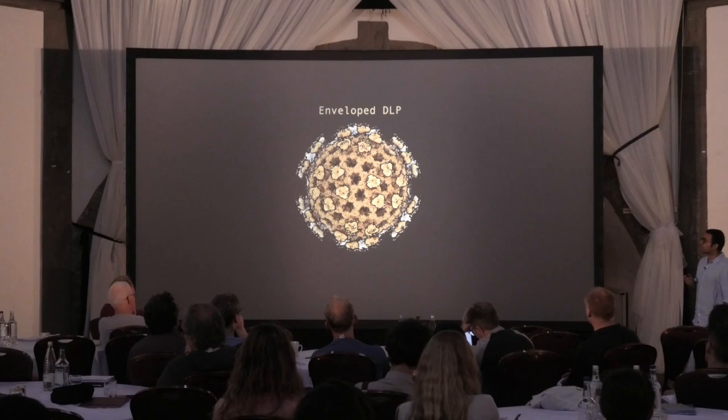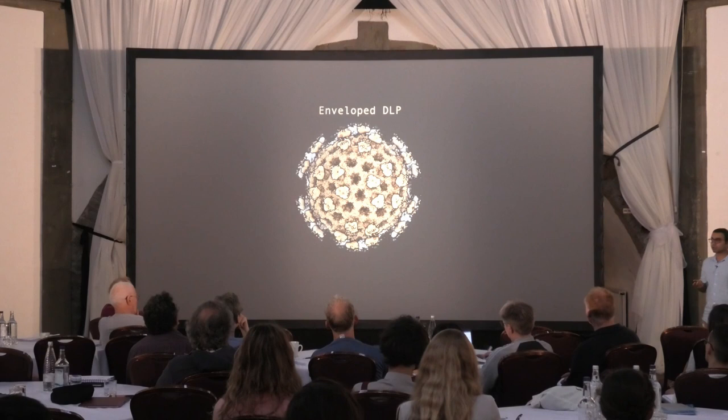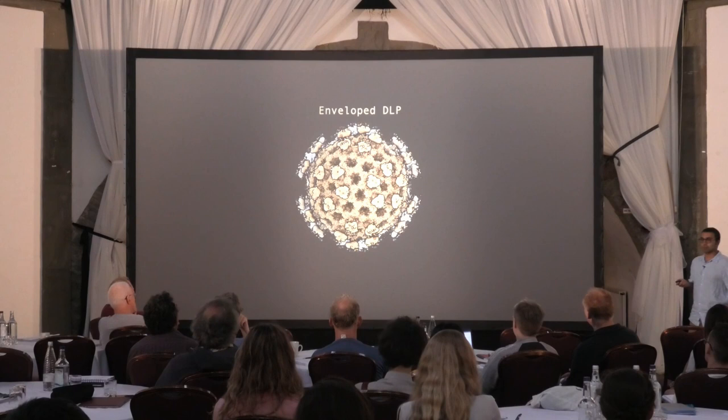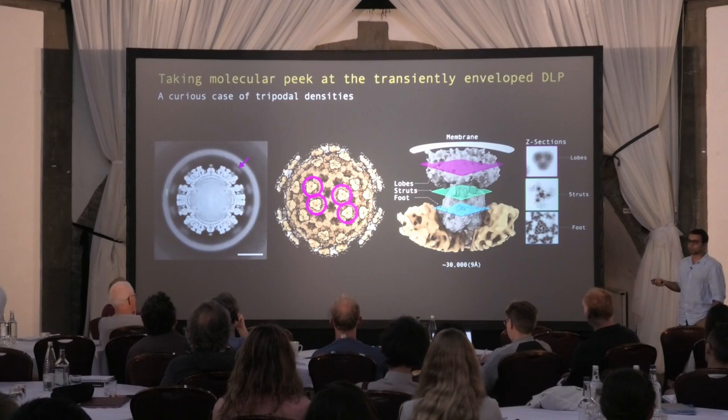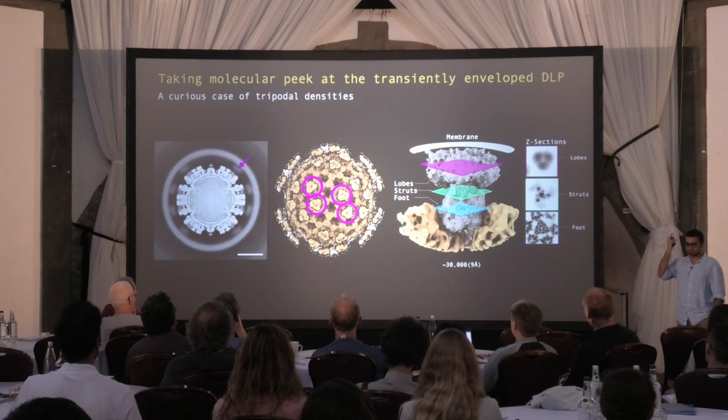So I'm going to switch over to the enveloped double layer particle. Like I said, it lacks structural characterization. There's a lot of biochemical evidence out there, and we can finally start to see this particle and describe what's happening over there. So, for the most part, it's almost disappointingly boring in the strongest features, in that it is almost exactly like the double layer particle, which, yeah, it's a rock.